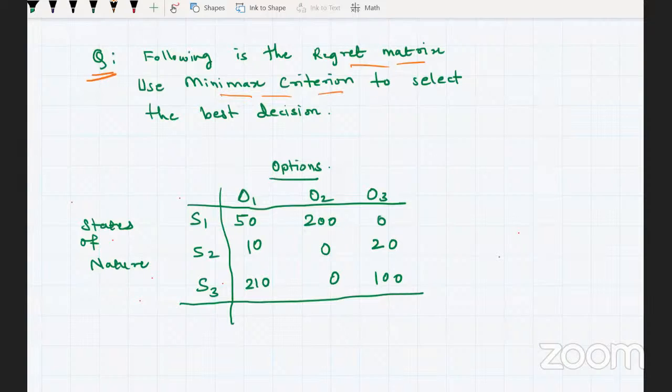What is the basic difference between the regret matrix and a normal payoff matrix? In the problems above, and in this one, what will the basic difference be? In a regret matrix there must be zeros, compulsorily, at least 3 zeros. But in a normal payoff matrix, zero is not necessary. Anyway, so this is the regret matrix given to you. Now what will you do? The name of my method is the Minimax method, correct.